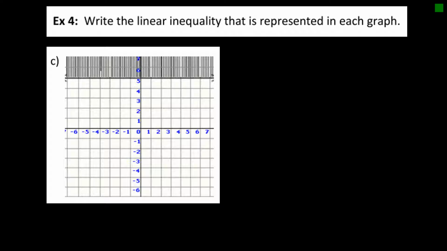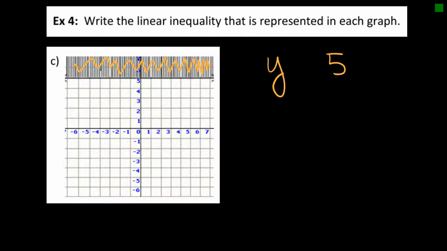All right, next one. Write the linear inequality that's represented in each graph. That stuff at the top, that's shading. So make sure you understand that that's shading. Okay, so what we're going to do is we need to figure out the equation of the line. Well, look what I have. I have a horizontal line. The horizontal line crosses the y-axis, so I know it's y equals, well, it's y something. So y equals, it's crossing at what, 5?